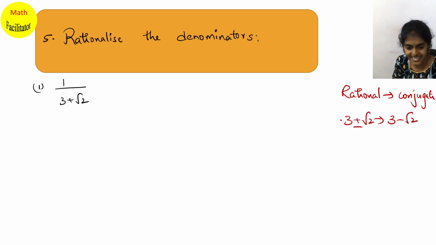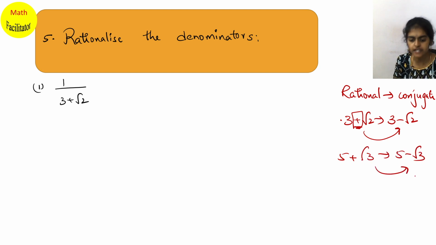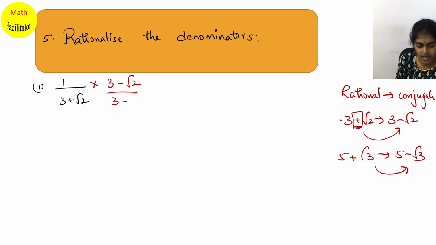So if you change the sign here, here you have plus. If you are changing the sign, it becomes a conjugate. If you have 5 plus root 3, if I am changing the sign, 5 minus root 3 is called the conjugate of 5 plus root 3. Clear? So whenever you are asked to rationalize, you will multiply and divide by the conjugate. So 1 by 3 plus root 2, I will multiply and divide by 3 minus root 2. Conjugate is 3 minus root 2.